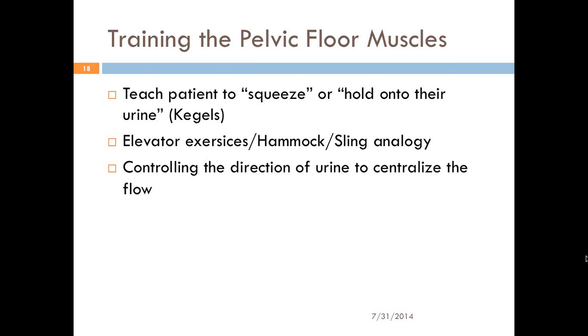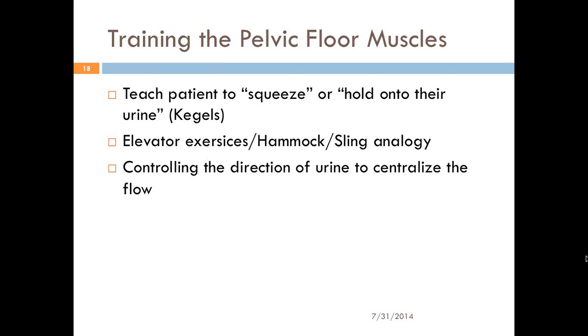And then the last way that you can have them work on this is controlling the direction of urine to centralize the flow. This means that the patient is actually urinating in the bathroom, and you tell them that if their flow while they're urinating is going off to the side, if the urine is not falling directly center into the toilet, then you can have them work on pelvic floor muscles by controlling the flow of the urine. So you're telling the patient, okay, when you're urinating, I want you to try and direct the flow of your urine to the center of the toilet. And this is going to help them work on their pelvic floor muscles.